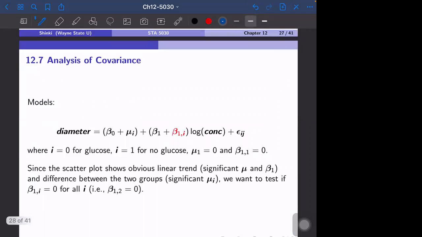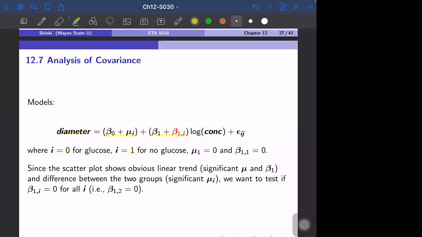So the model is here. Diameter y is equal to beta naught plus mu I. Mu I is the intercept, the coefficient for the indicator variable for the ice group, and ice is 0 or 1. 0 is for glucose, 1 is no glucose. Plus beta 1 plus beta 1i times the log of the concentration plus epsilon ij.